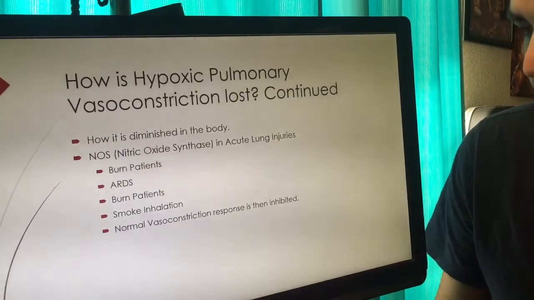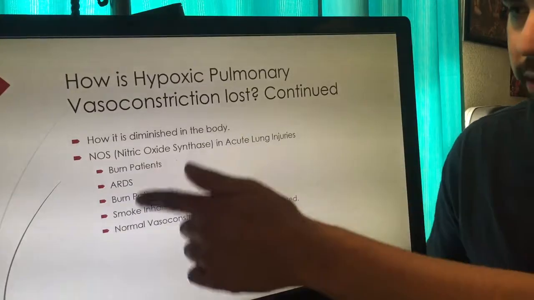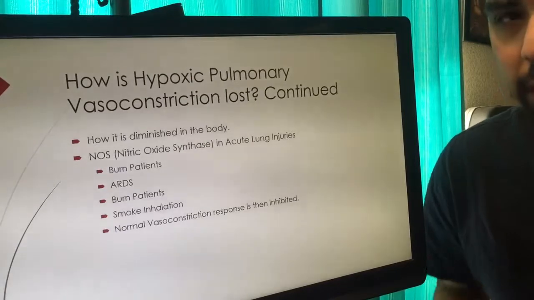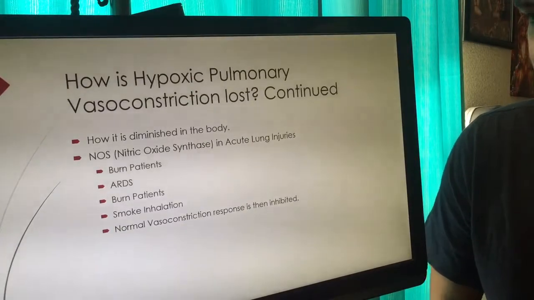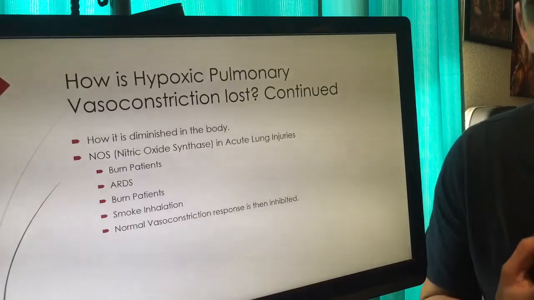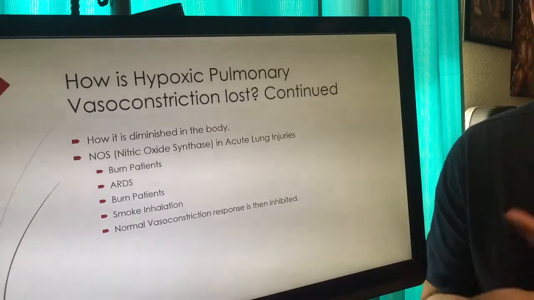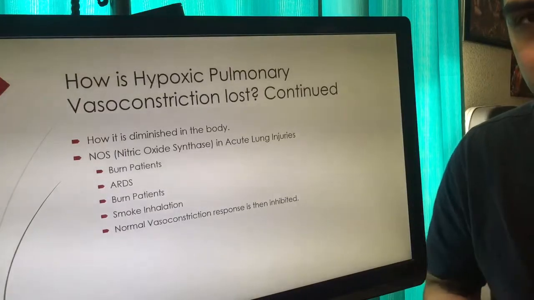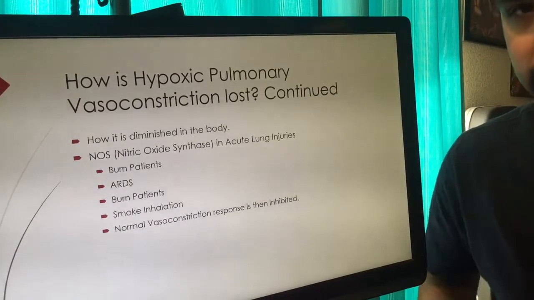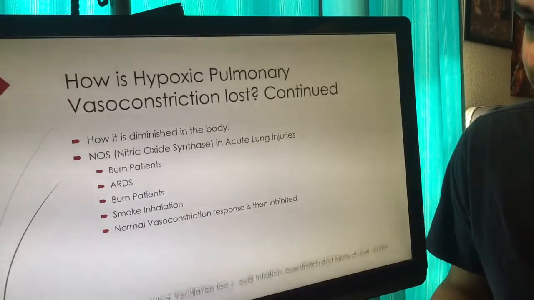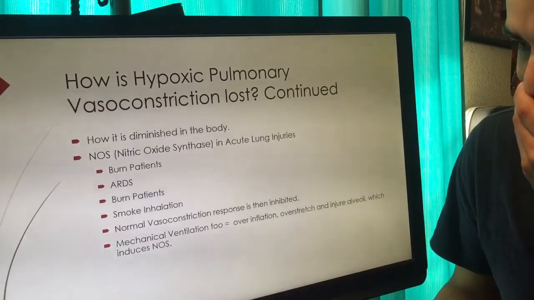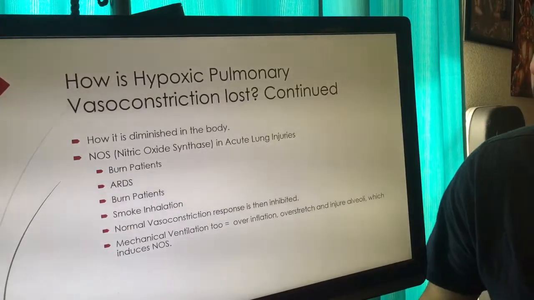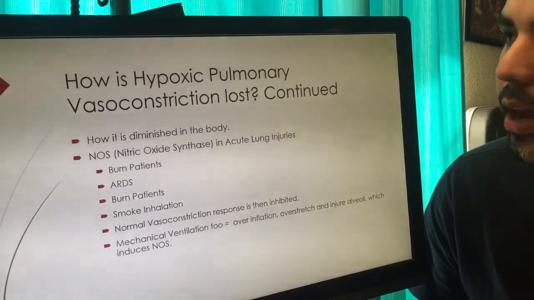Basically, what happens in those sort of conditions is alveoli recruitment is down, and so the normal vasoconstriction response, which is HPV, is now inhibited. It's stopped because the body is kind of doing its own thing to try to make things better, but in reality it's not. So that's pretty much that in a nutshell.